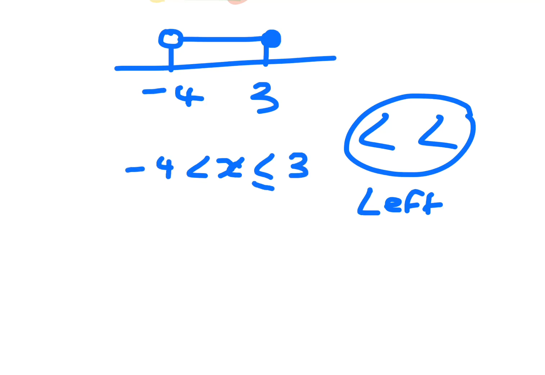The 3 is an equal sign. It's an equal sign because it can equal 3, because that's coloured in. And the -4 has an open circle, therefore there's no equal sign.